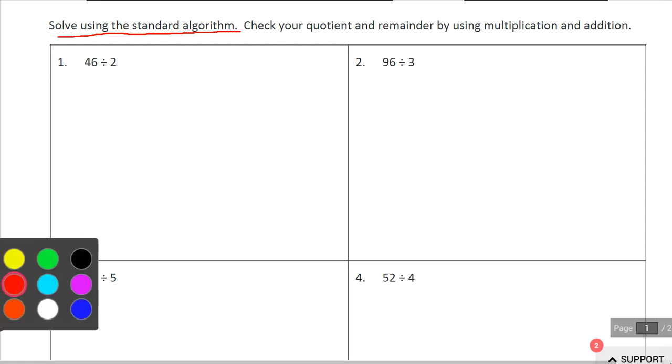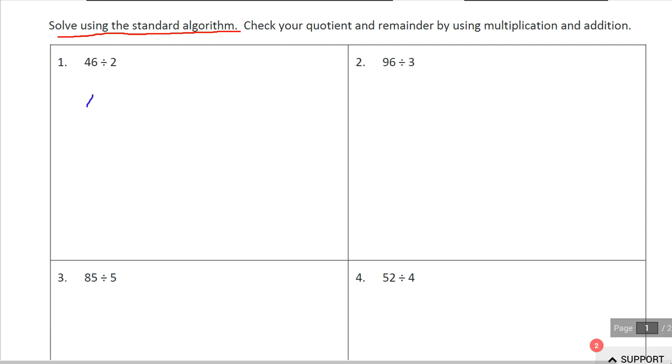Well, let's get started. All right, we have 46, and we're going to divide that by 2. Well, in order to do the standard algorithm, we have to think to ourselves, how many 2's can go into 4? What times 2 is equal to 4? That's right, 2. 2 times 2 is 4. Then we're going to subtract that, and we have 0. And then the 6 has to go down because the 6 is the ones that we have left here. So 6 goes down the elevator. And there goes our 6.